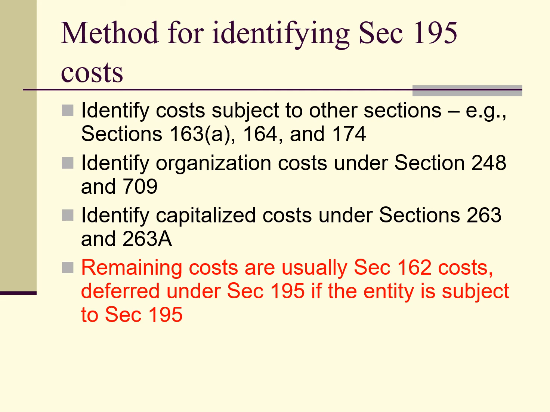The remaining costs should be those that would be deductible if incurred by an active trade or business. That is, they should mostly be costs that an active business would characterize as Section 162 costs. These remaining costs are Section 195 costs.